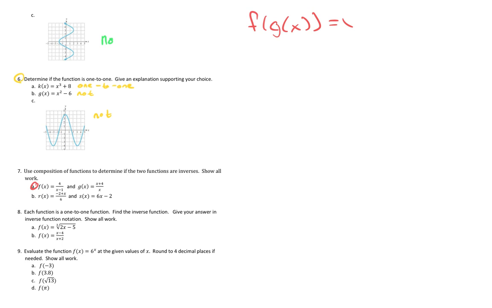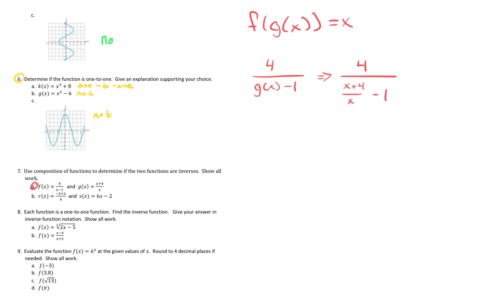Okay, so starting with a, we'll go ahead and plug g into f. So what that would look like is we're going to have 4 over g of x minus 1. So what's g of x? g of x is x plus 4 over x. So what we'd have from here is 4 over x plus 4 over x minus 1.